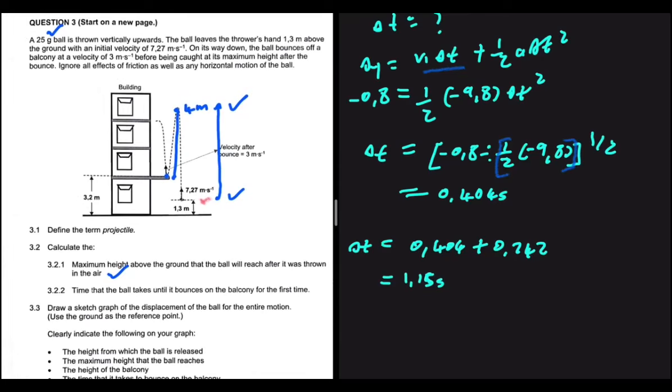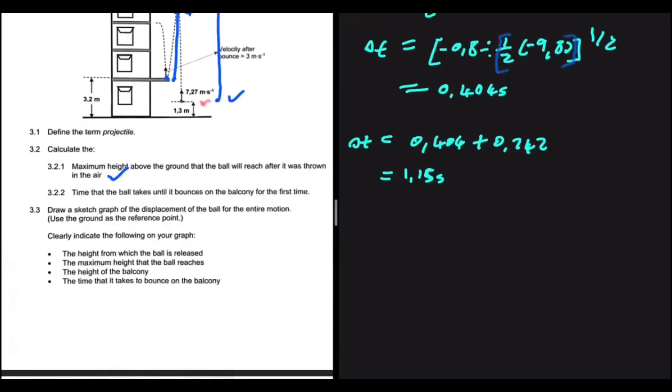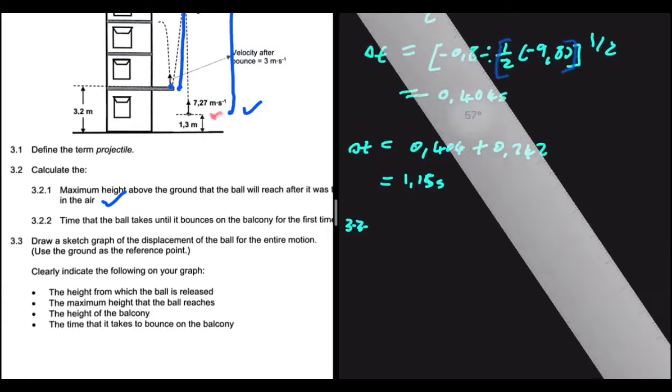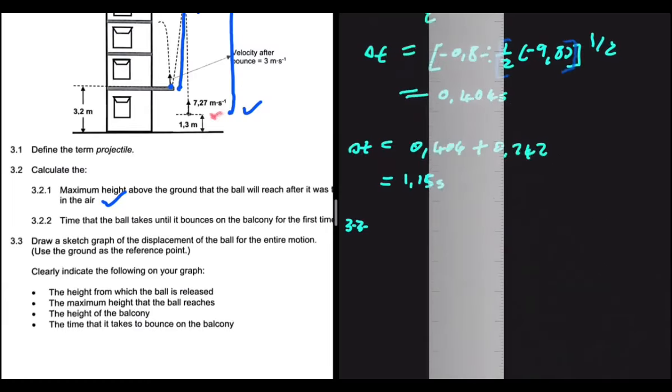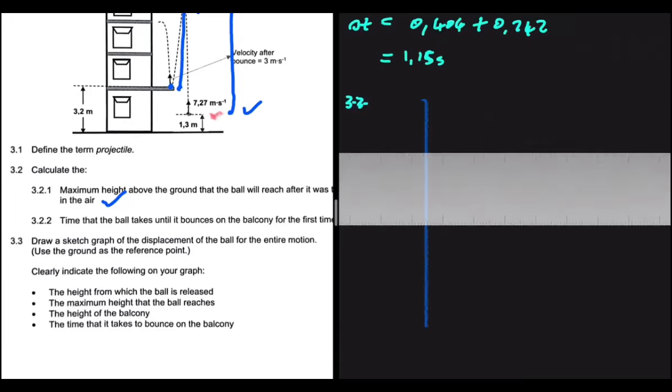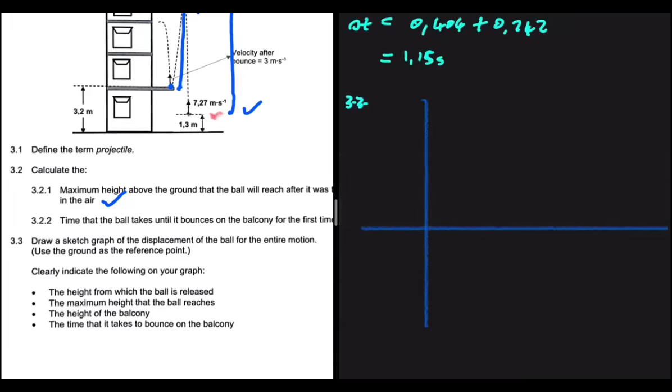Let's do the last question. 3.3. Draw a sketch graph of the displacement of the ball for the entire motion. Use the ground as the reference point. So let's go ahead and sketch our axes. We have the y-axis and the x-axis. On the x-axis, we have the time in seconds, and on the y-axis, we have the displacement in meters. We're supposed to sketch the graph of the displacement of the ball for the entire motion.